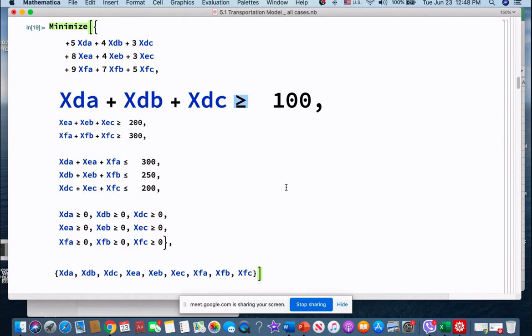Kadisa says that from Des Moines we ship at least 100 units. The lowest we can ship is 100 units. We can ship more than 100 units, but the lowest we can ship is 100 units.